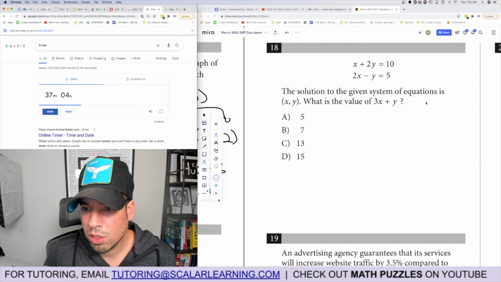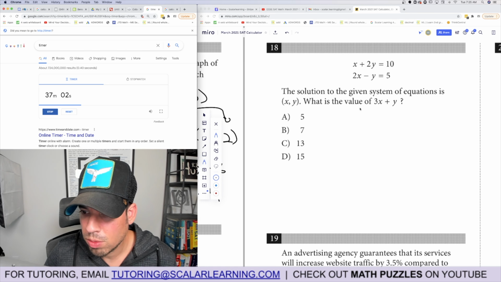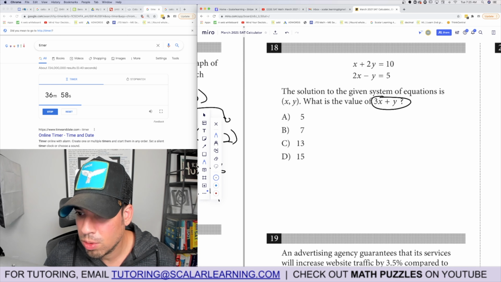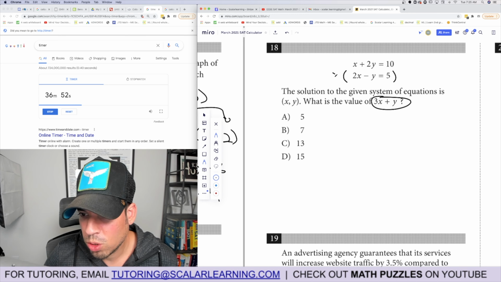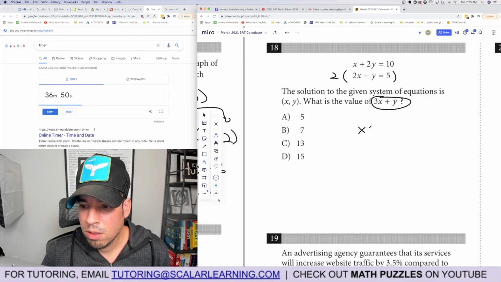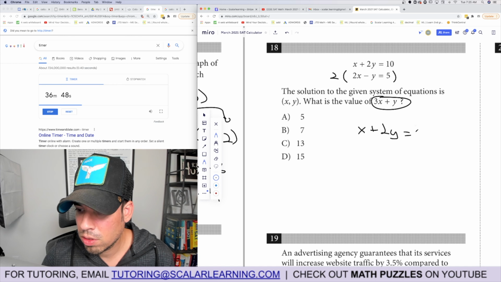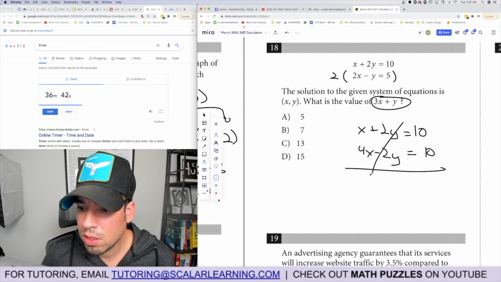The solution of the given system of equations is x, y. What's the value of 3x plus y? Got it. Okay, again, circle that guy. We don't want to mess this up and solve for x or y accidentally. So what I'm going to do is I'm going to do elimination, multiply that by 2. I get x plus 2y equals 10. 4x minus 2y equals 10. Combine, cancel. That's 5x equals 20.